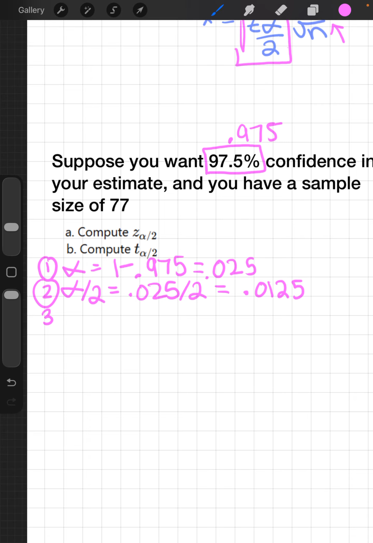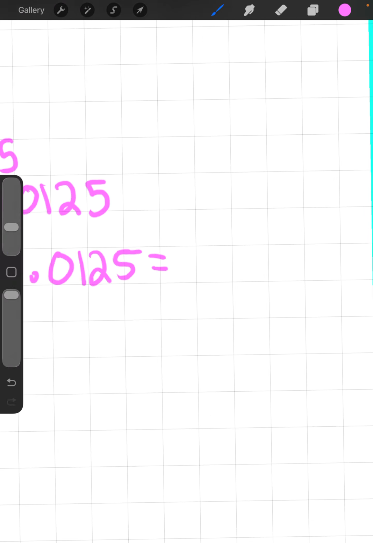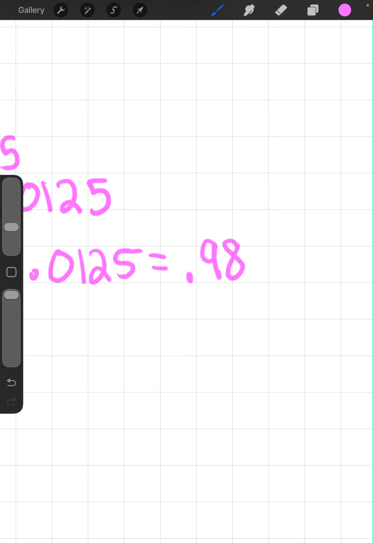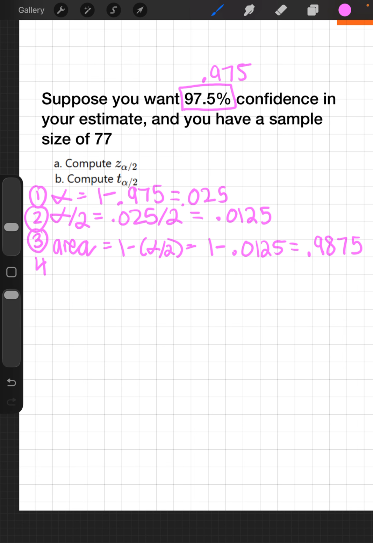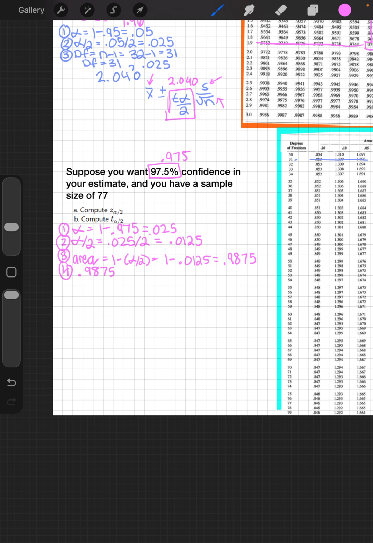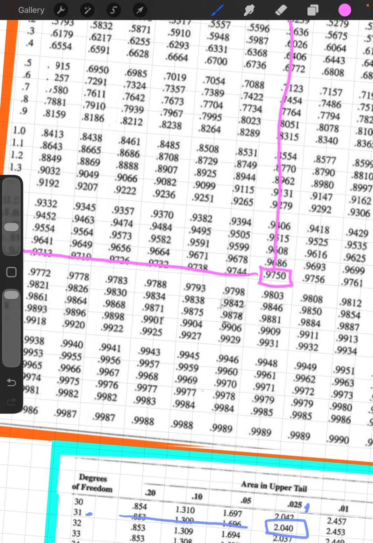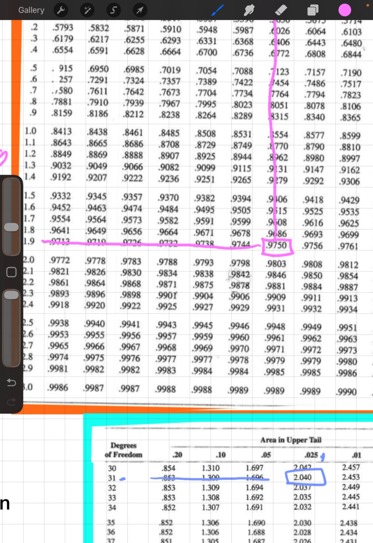And then now we're going to find the area. The area is equal to 1 minus alpha divided by 2, so 1 minus 0.0125, which is 0.9875. This is already 4 digits, so I don't need to add any zeros. I just need to look it up how it is. Yep, that is this one.